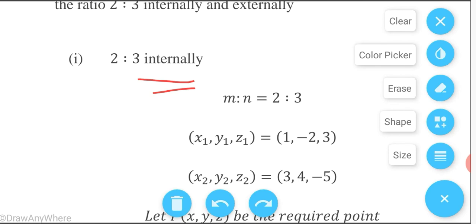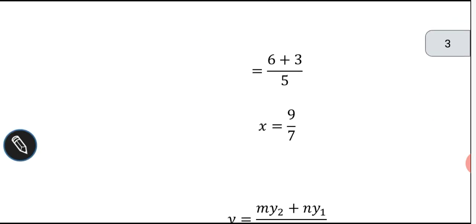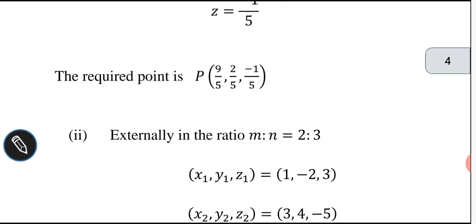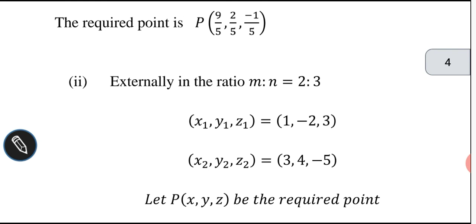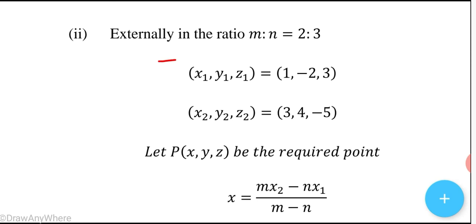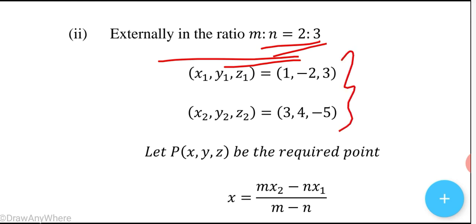Okay, next we are going to find the 2:3 externally. For external intersection, externally in the ratio m:n equal to 2:3. For x1 y1 z1 we have 1 comma minus 2 comma 3, and for x2 y2 z2 we have 3 comma 4 comma minus 5.